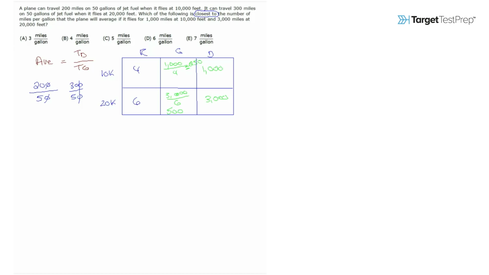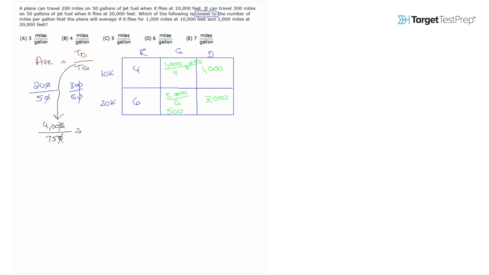So now when we plug this into our formula, total distance over total gallons, notice we have 4,000 divided by 750. Now, of course, we can do a little reducing if we want to. I mean, we can make it 400 divided by 75.